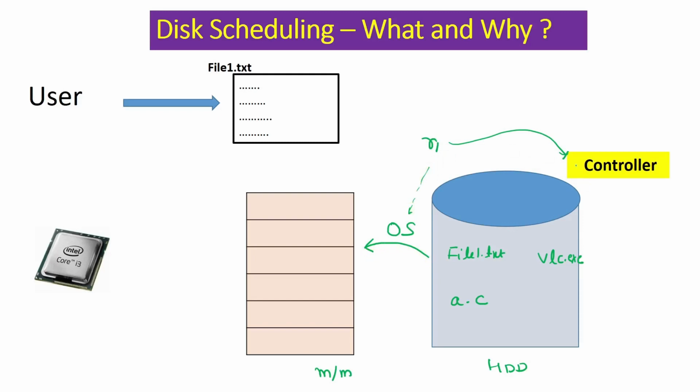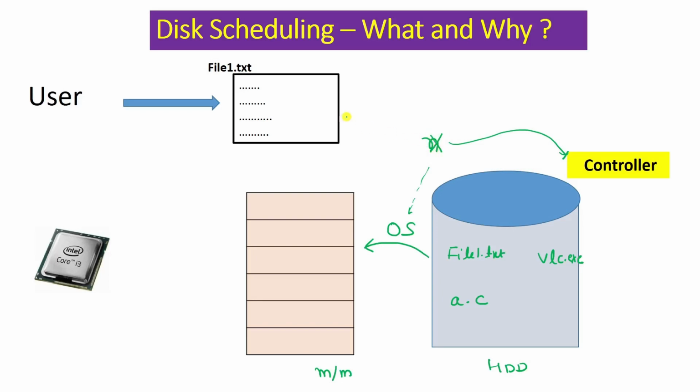So now let's take a scenario. Let's say this controller is idle, or it can complete the request in a very short span of time. Then what will happen? Let's say this request of opening file1.txt comes to the hard disk. The R1 request will be fulfilled by the controller in a very short span of time, right? So it will be completed.